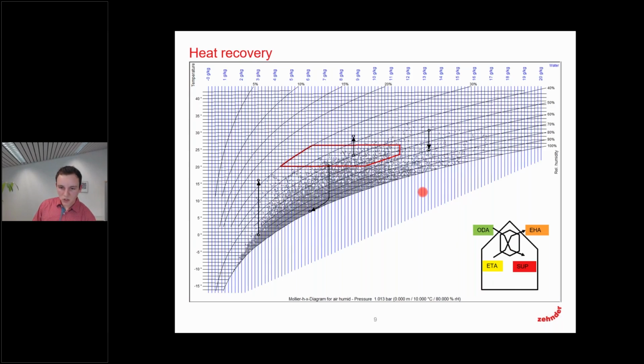Now let's get into the HX diagram. Here you can see a red shape. That red shape shows the comfort zone, starting at 20 degrees, going up to 26 degrees, at a relative humidity level from 30% up to 65%.